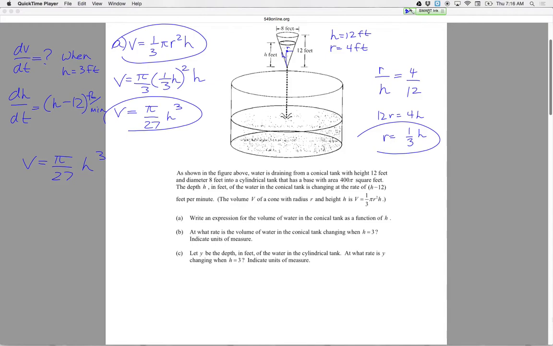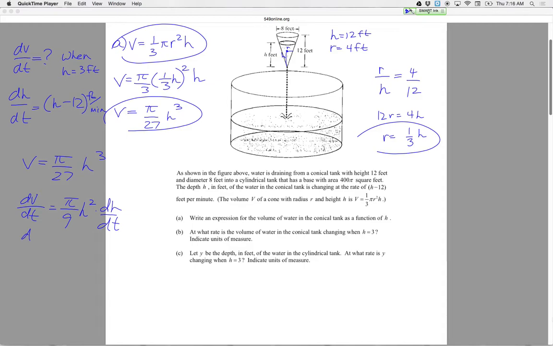Don't ever plug in for a variable that's changing before you take that derivative. Wait until you take that derivative before you plug in the variable. The other thing I like about this is it forces you guys to simplify the whole thing before you start taking a derivative. So we got dv dt is equal to 3 times pi over 27 would be pi over 9, h squared times dh dt.